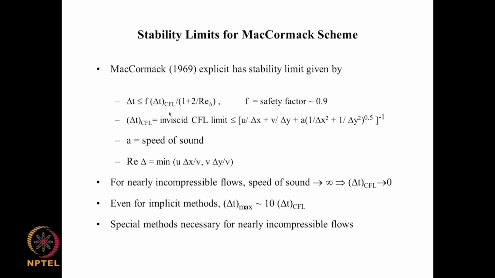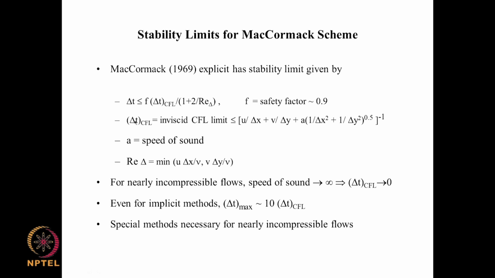CFL is of course the Courant-Friedrichs-Lewy limit, and that is true for an inviscid fluid. That was what we had, dou u by dou t plus c dou u by dou x equal to 0, no diffusion term. So that is an inviscid fluid. So delta t CFL is the inviscid limit, which is given by delta t must be less than 1 over the quantity u by delta x plus v by delta y plus a times the square root of 1 by delta x square plus 1 by delta y square. Here a is the speed of sound, and this is the two-dimensional compressible form of the inviscid CFL limit.